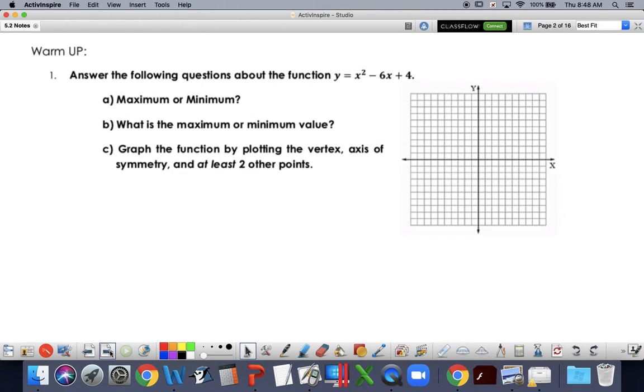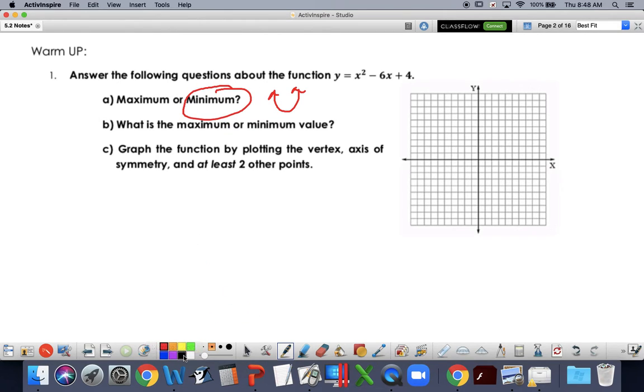So as a warm-up question, we have a question from our last section. Currently, this is in standard form, right? Ax squared plus bx plus c. In order to find our maximum or our minimum, I need to ask myself, is it going to open up or open down? Since I have a positive 1 in front of my x squared, that tells me it's going to open up. So if it opens up, it therefore has a minimum and no maximum.